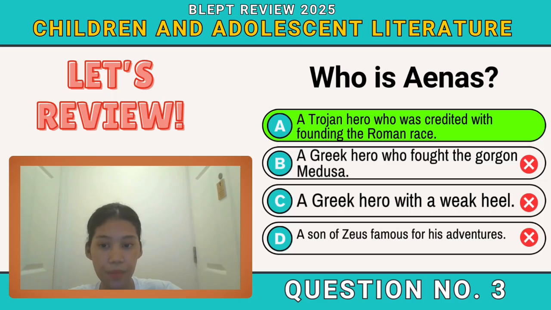Letter B, a Greek hero who fought the Gorgon Medusa, was Perseus. Letter C, Achilles, is killed by an arrow shot by the Trojan prince Paris. And letter D, a son of Zeus famous for his adventures, was Hercules.